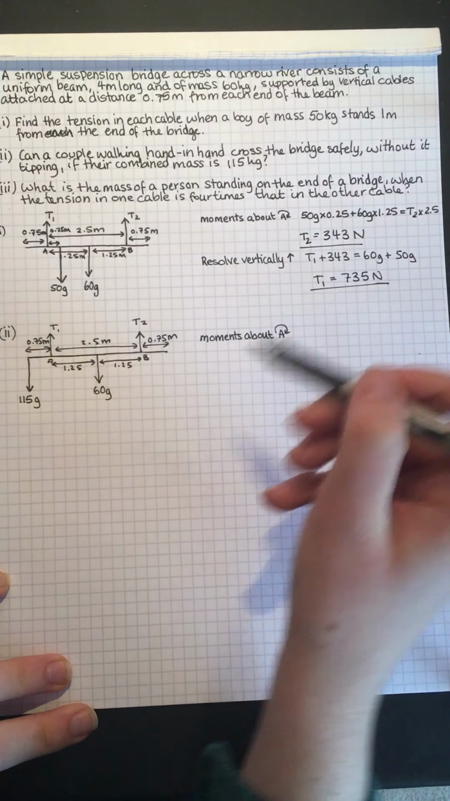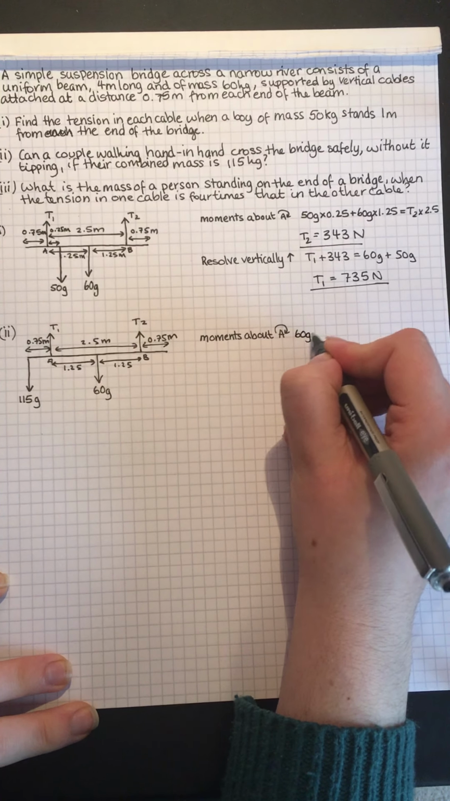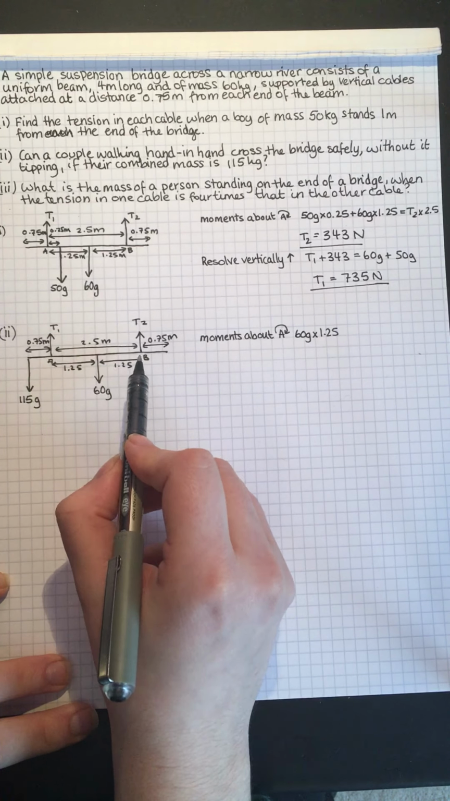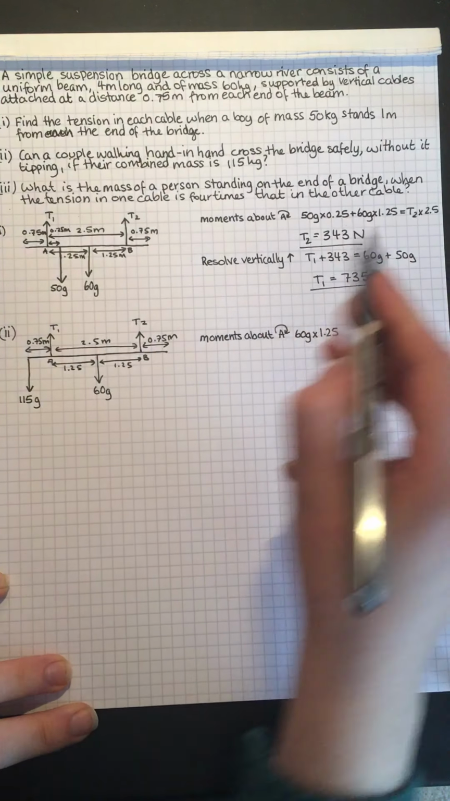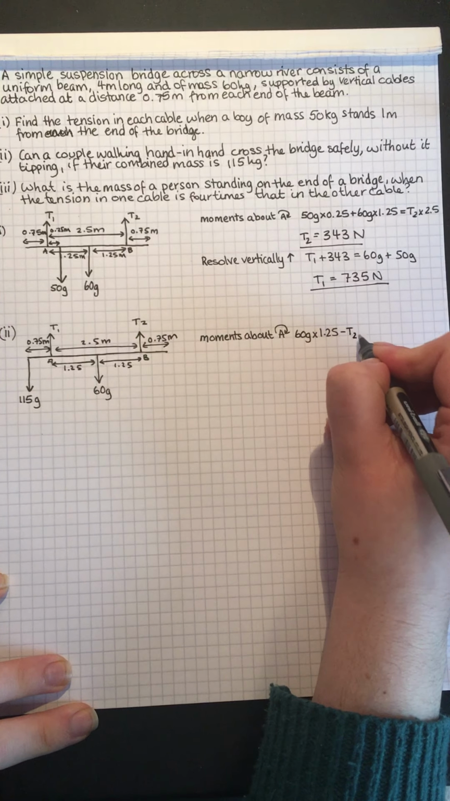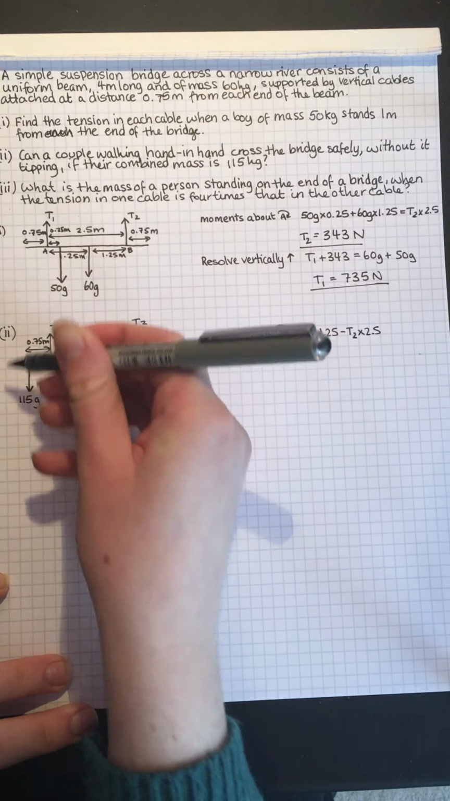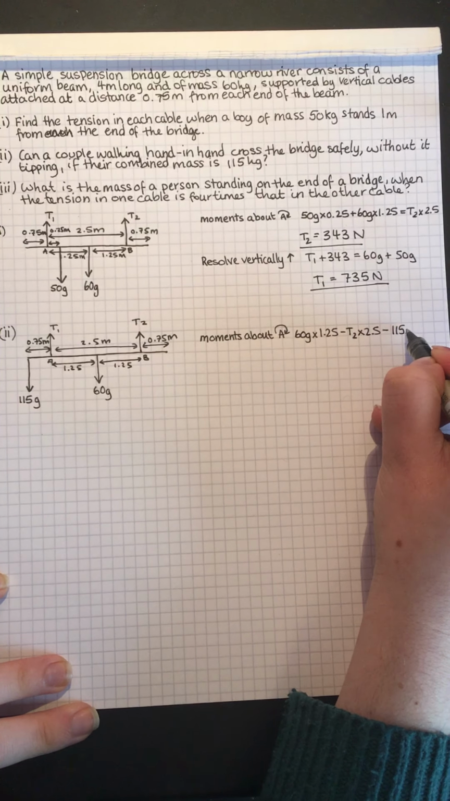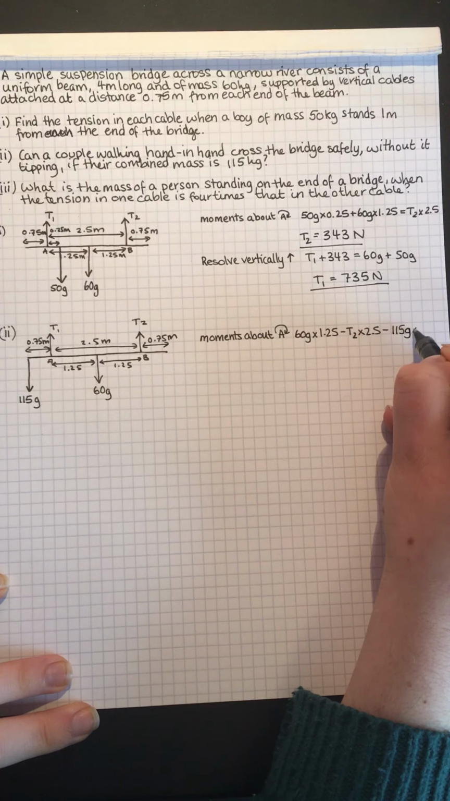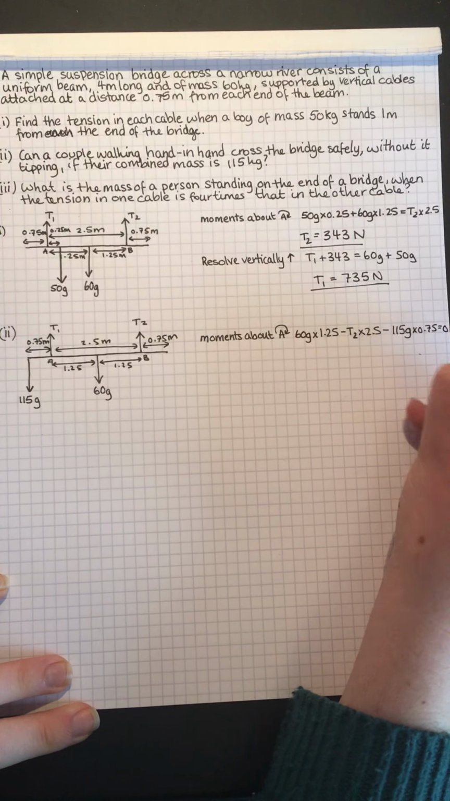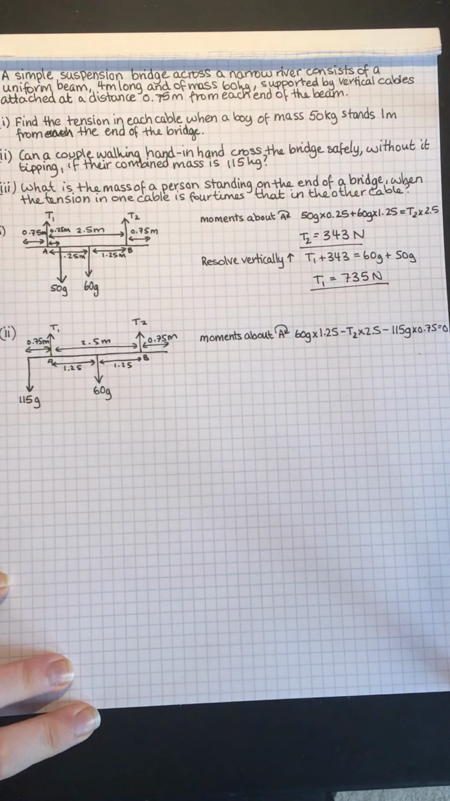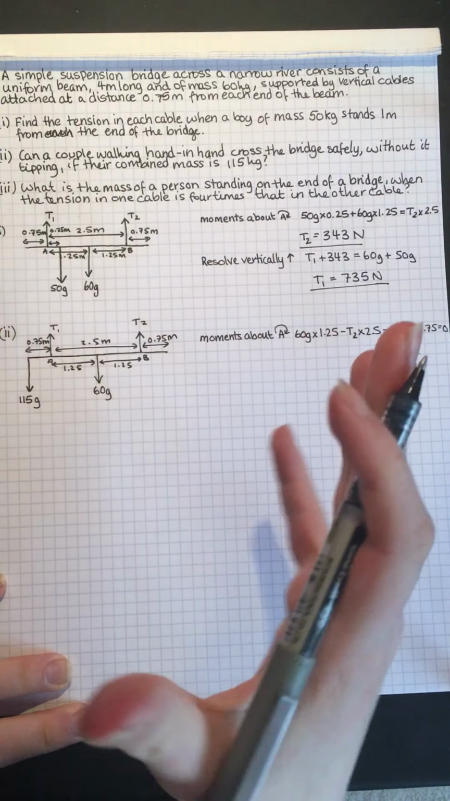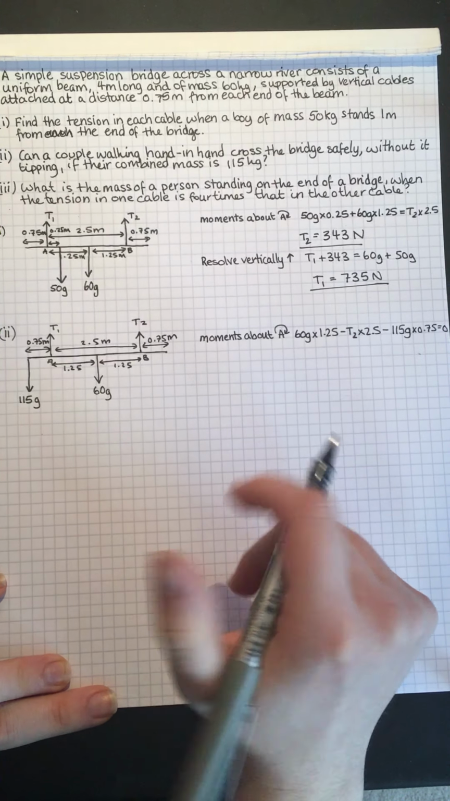So clockwise, we've got 60g times 1.25, and that's the only one clockwise. Then anti-clockwise, we've got T2 times 2.5, and this will also cause an anti-clockwise turn, so minus 115g times 0.75, and that's going to equal 0. I see that I've done these two slightly differently, but it all means the same thing. So we are assuming that it is going to be in equilibrium.